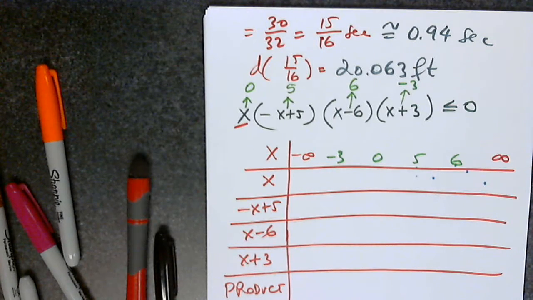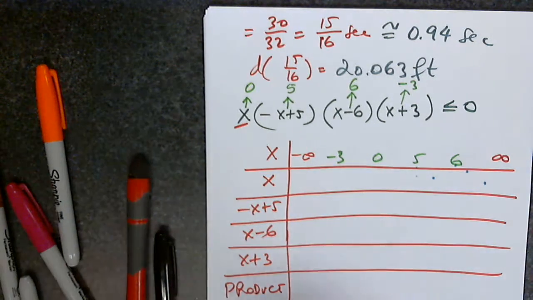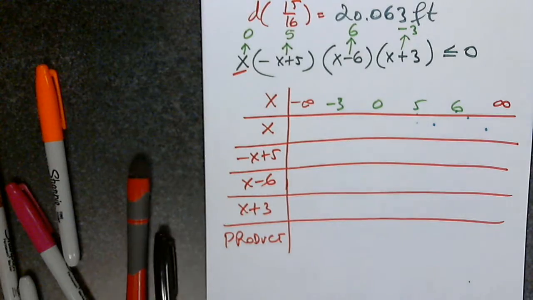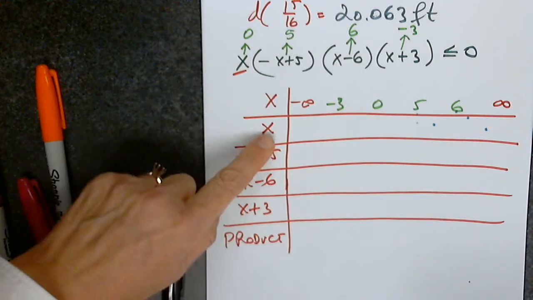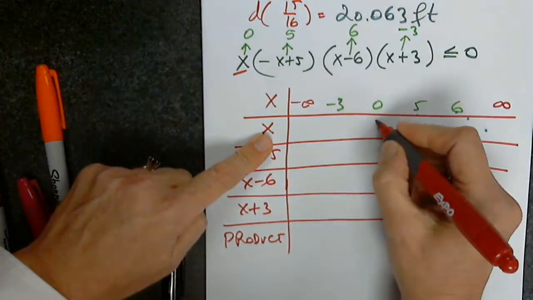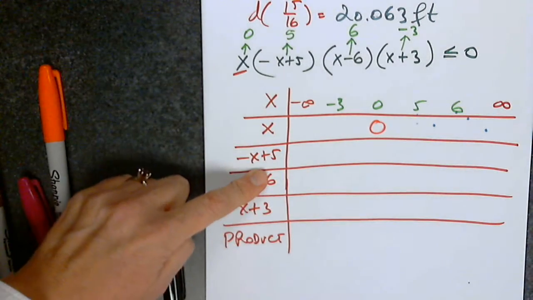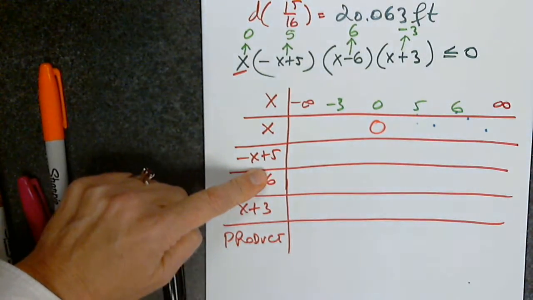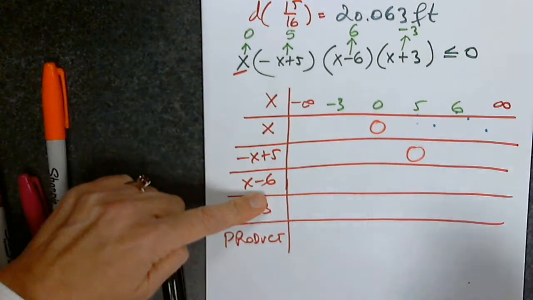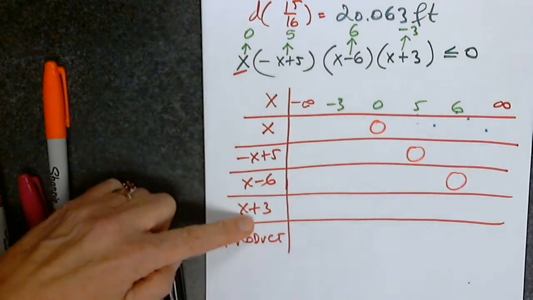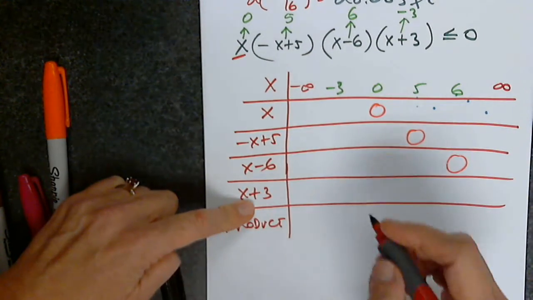Now I have to identify the zeros for each one of them and put the 0 under that number. So where do I put the 0 for x? Where do I put the 0 for negative x plus 5? For x minus 6. And finally for x plus 3. Good.